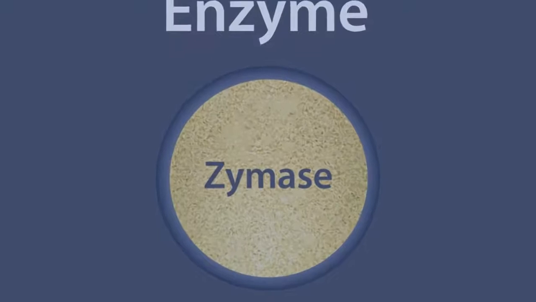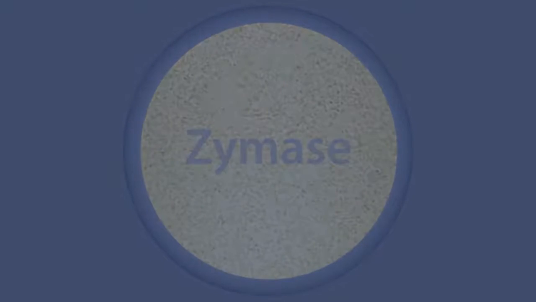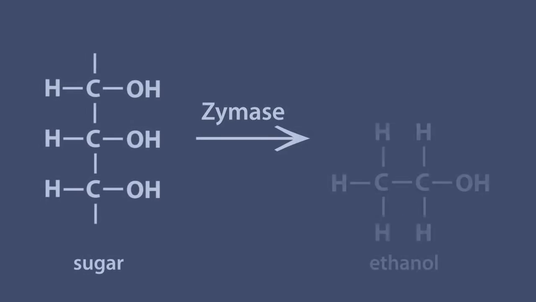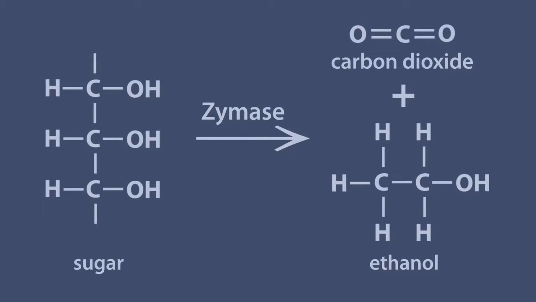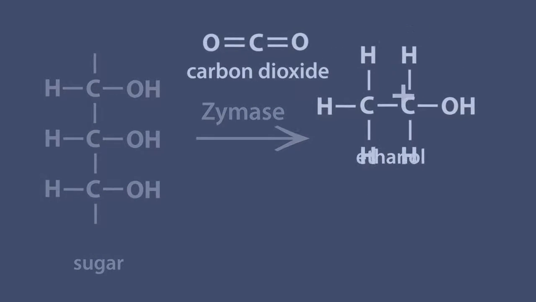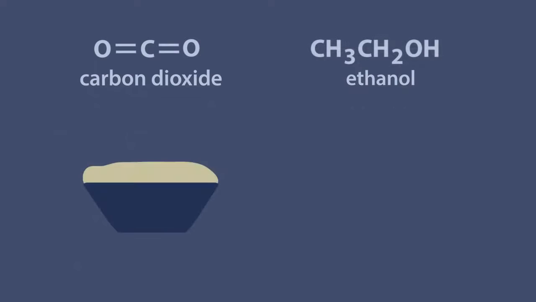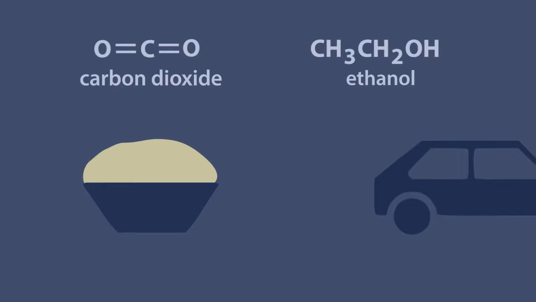Zymase, one of the enzymes in yeast, is able to catalyze the conversion of sugar into alcohol and carbon dioxide. Carbon dioxide from this reaction helps bread dough to rise, and the ethanol could be the biofuel for Brazilian cars or could be used to make alcoholic drinks.